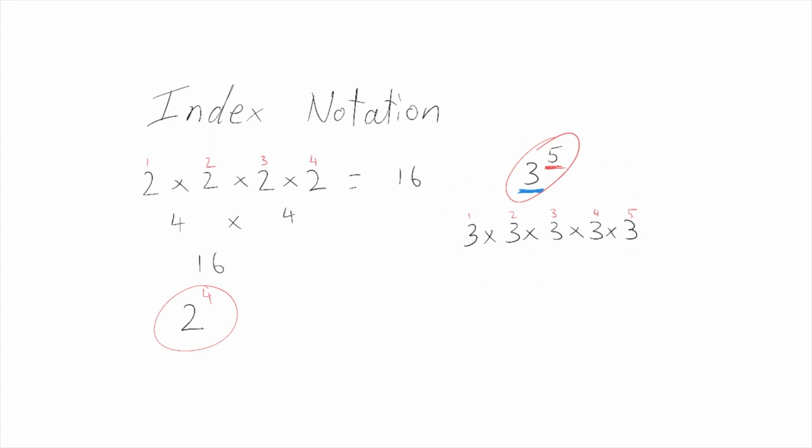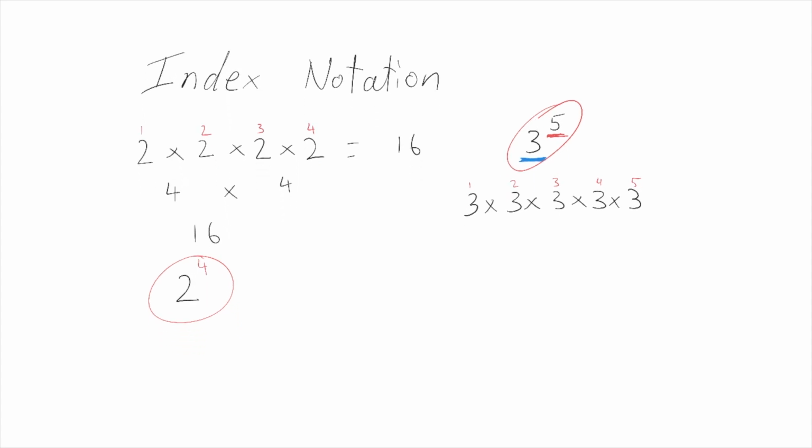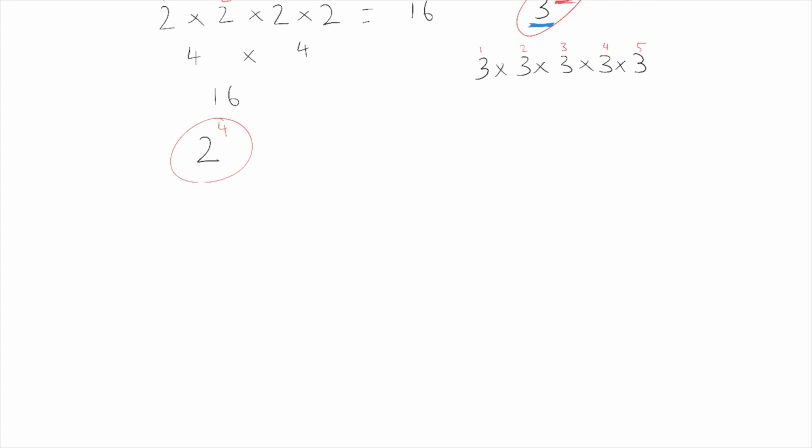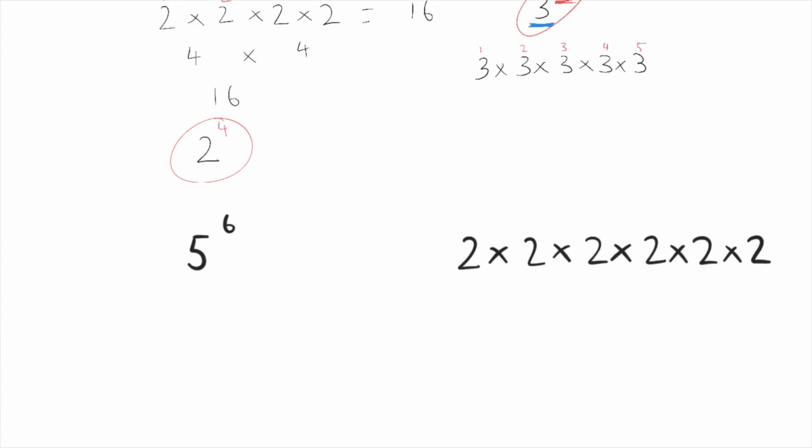So I tell you what, why don't we give one or two a go right here while we're practicing? And what I want you to do, pause the video once we're finished, and I want you to represent 5 to the power of 6 as repeated multiplication. And I also want you to go ahead and represent 2 times 2 times 2 times 2 times 2 as repeated multiplication in index notation. So pause the video and we'll see how you go.